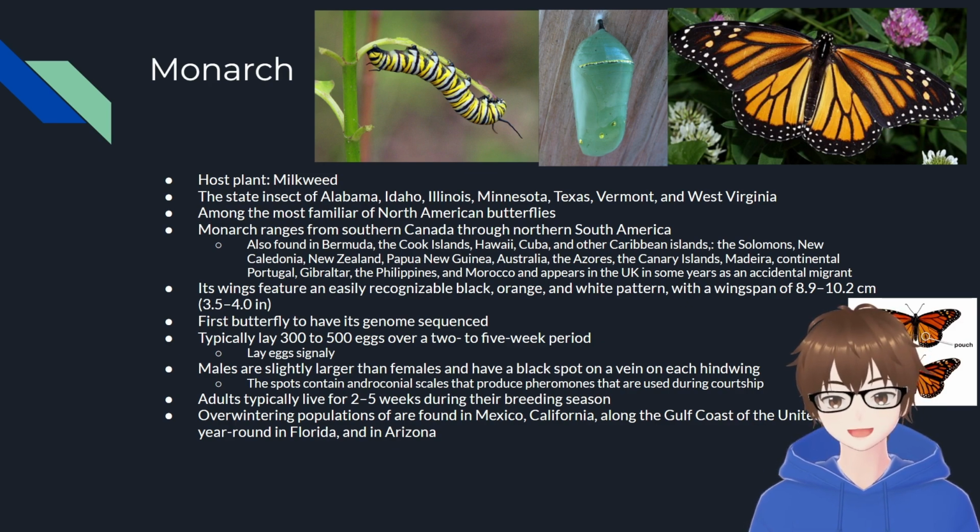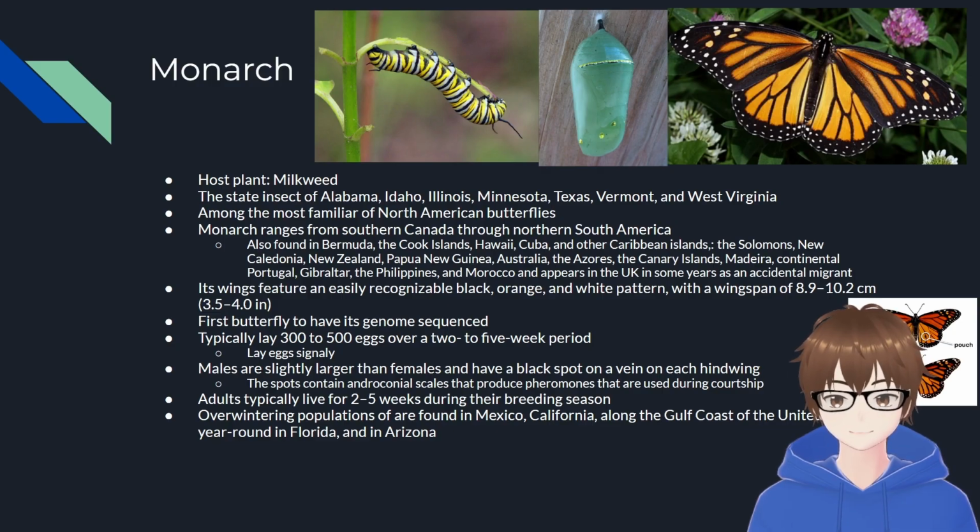And its wings feature an easily recognizable black, orange, and white pattern with a wingspan of 8.9 to 10.2 centimeters or 3.5 to 4 inches. It was the first butterfly to have its genome sequenced, which is pretty cool. And they typically lay between 300 to 800 eggs over a 2 to 5 week period. And then they will lay these eggs singly and not in batches. So like one per leaf or maybe one per plant or something like that, not like a whole bunch of them on one plant.